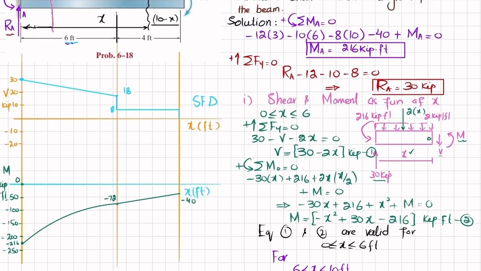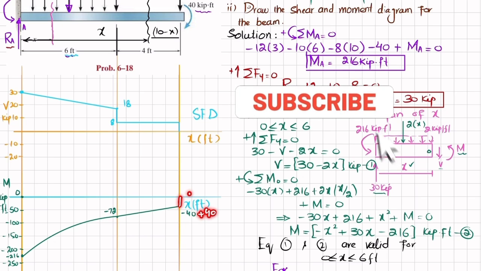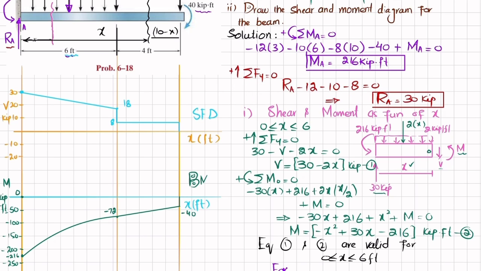Clear? And at the end you can see you have a moment that will be clockwise, which will cause it toward minus 40 plus 40 equal to 0. So this will be like this. So it will be your bending moment diagram.